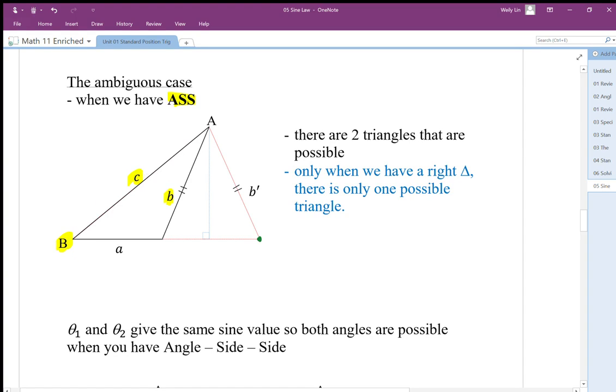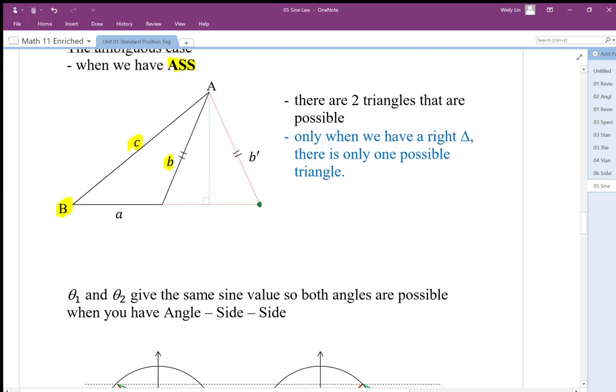Now this does not occur when we have two angles and a side. Okay, so when we have two angles and a side and we use the sine law, we don't have to worry about this. However, when we have two sides and an angle, this issue can happen, because we don't have the two angles. Given two angles, we fix the shape of the triangle. Given just the two sides and an angle, we don't fix the shape of the triangle, which means that there are two possibilities. So this is a problem.